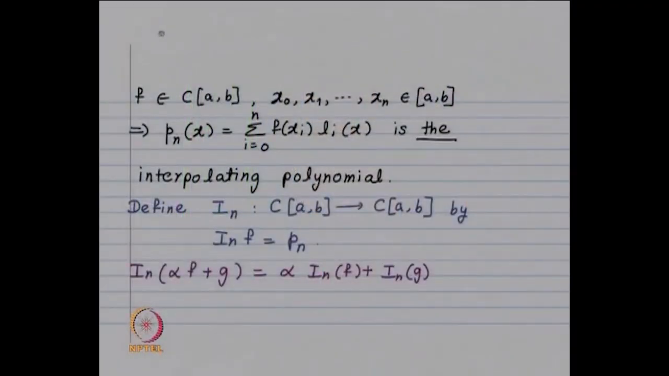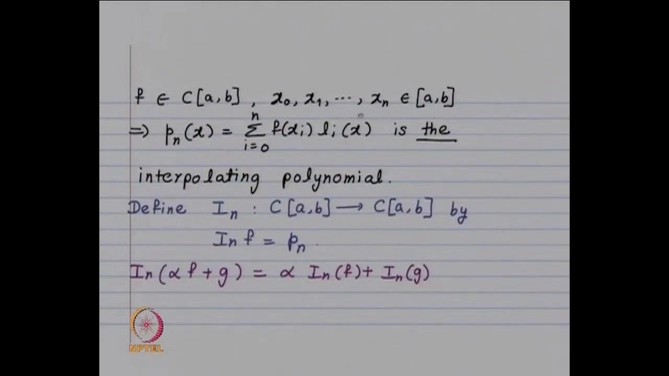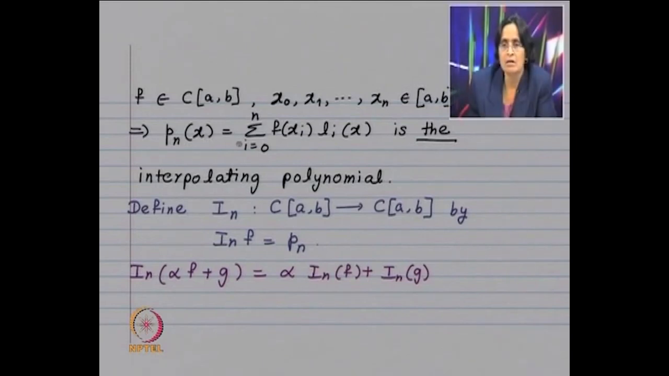So, we look at a continuous function defined on C[a,b], and x 0, x 1, ..., x n, these are n plus 1 distinct points in the interval [a,b]. We know that there is a unique interpolating polynomial which interpolates the given function at these points x 0, x 1, ..., x n. In fact, that interpolating polynomial is given by summation i goes from 0 to n f(x i) L i(x). So, this is the Lagrange form. Now, consider the map I n from C[a,b] to C[a,b], which will associate our function f to the interpolating polynomial.